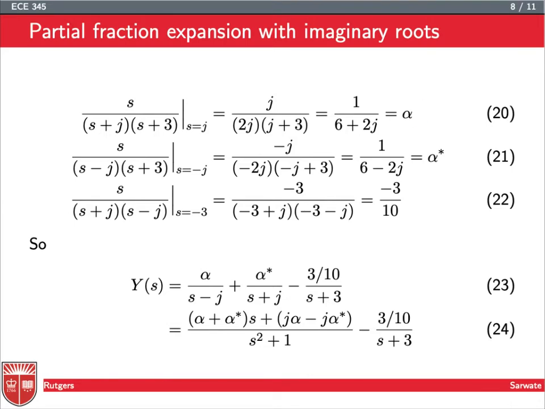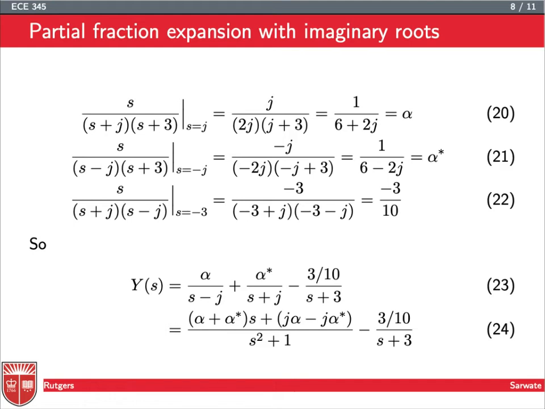And why is that? Because if we do the same thing for the root at minus j, and you do all the algebra out here, you get to see that the corresponding coefficient there is going to be alpha star, just the complex conjugate of alpha. And then for the final root, we plug in s equals -3. We have -3 plus j and -3 minus j. Those two are conjugates of each other, so we get the magnitude squared of -3 plus j, and that's 10. And then up top we get the -3 that we plugged in for s.